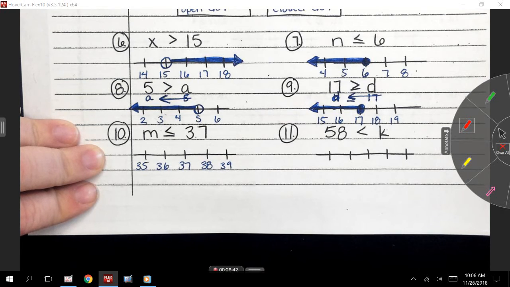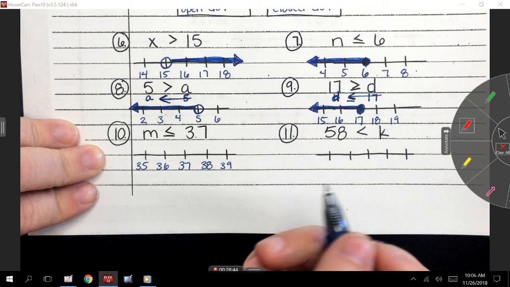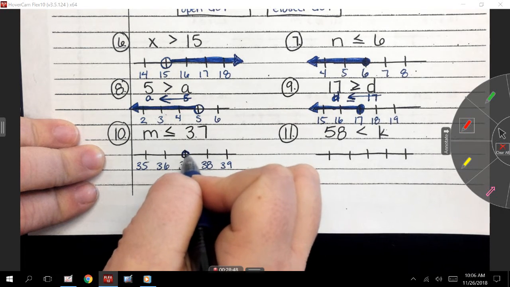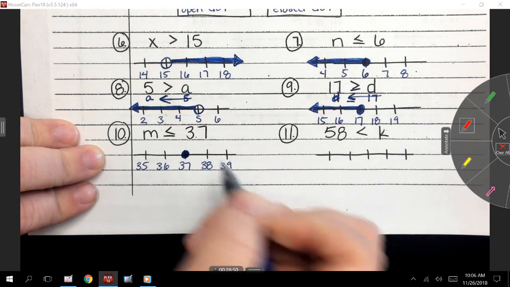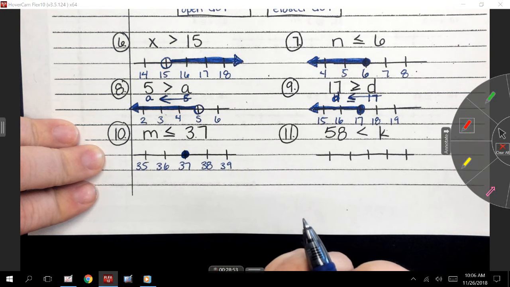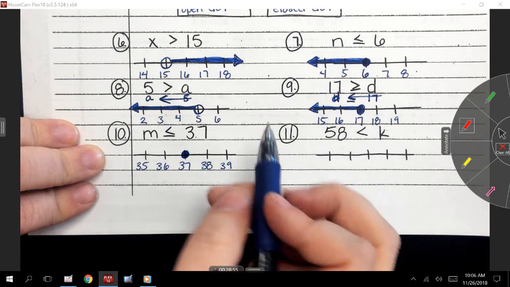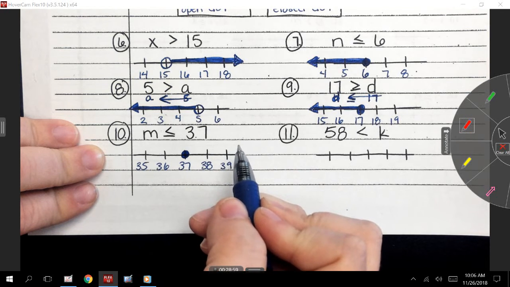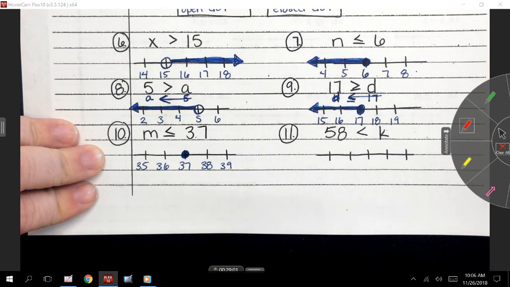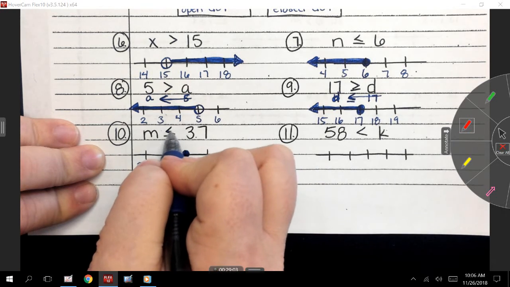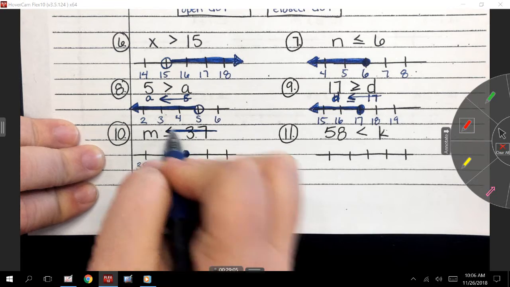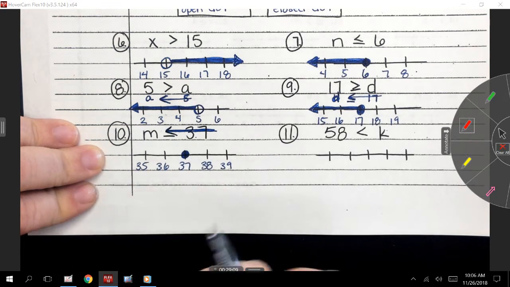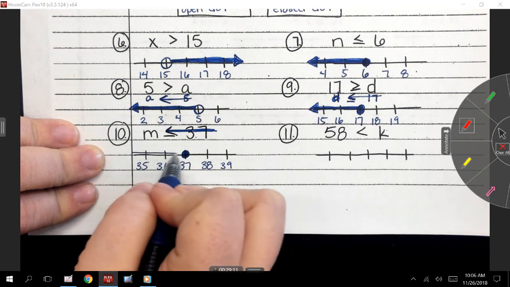What type of dot do I need on 37, Gabe? Closed dot, because it has that line underneath. All right. And what direction are we going to go here? Harper. On number 10, what direction? To the right. We're going to the left, because if I look at that arrow, that's the left, okay?